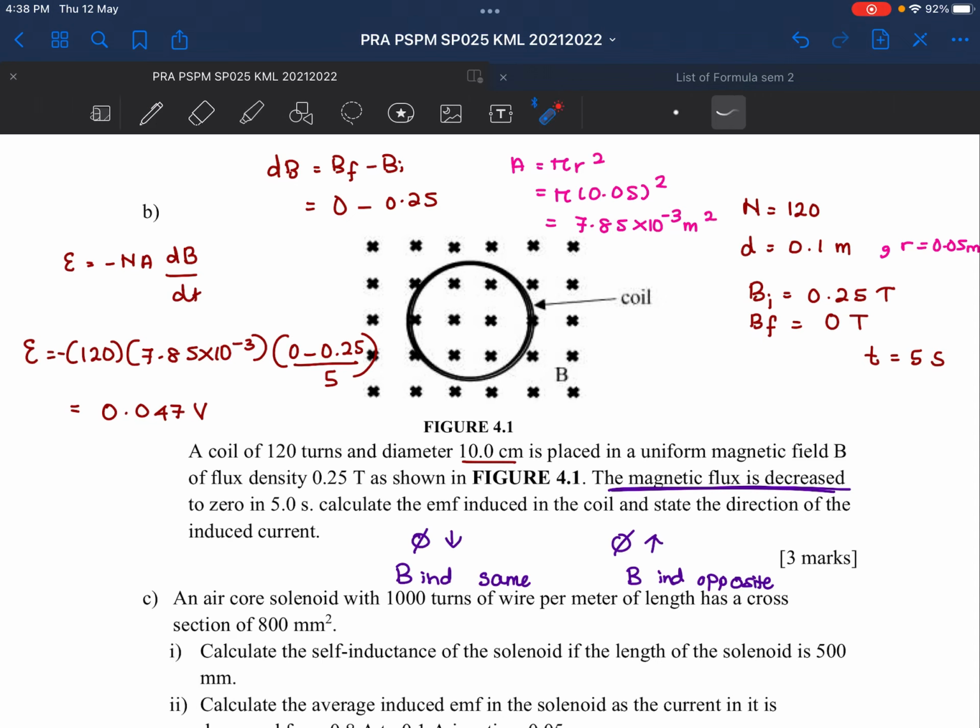So this one, B, originally is into the page, right? So it means, okay, you will use your hand, your thumb. This is your finger. Sorry, Miss also doesn't know how to draw your finger. Okay. So this is B into the page.